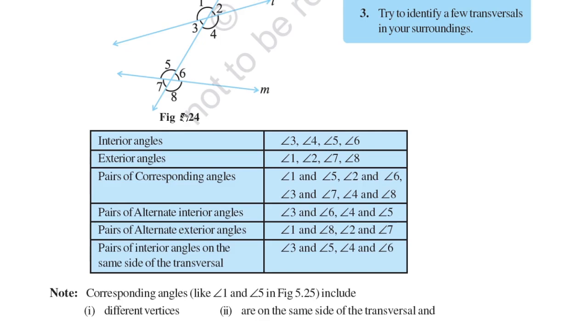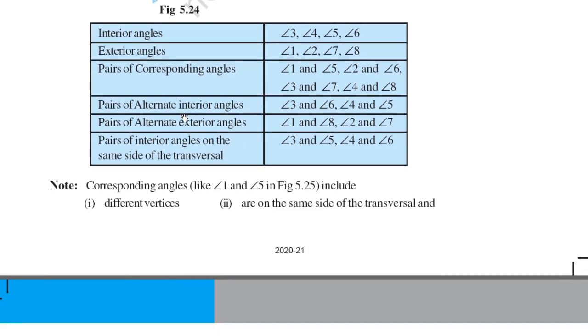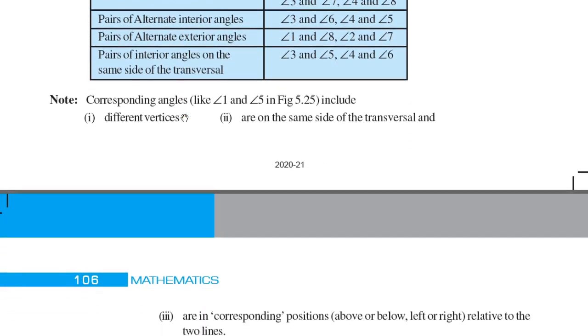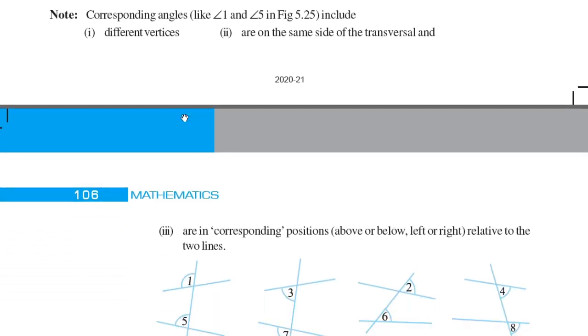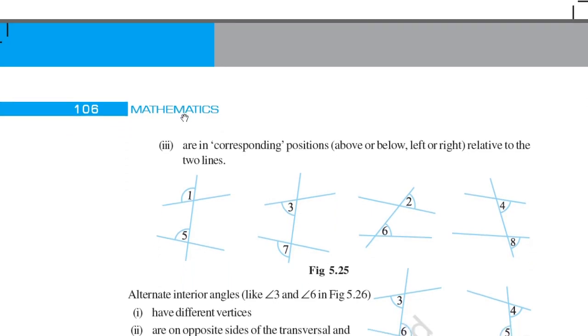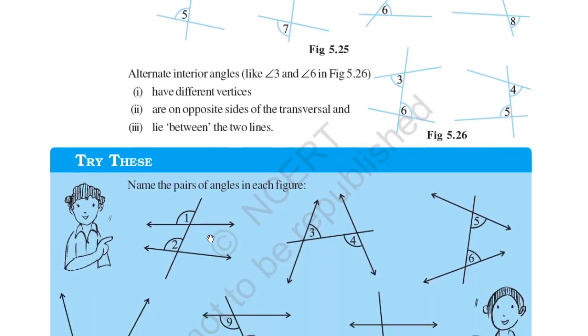Note that corresponding angles like angle 1 and angle 5 in figure 5.25 have different vertices, are on the same side of the transversal, and are in corresponding positions, above and below, left or right, relative to the lines. Alternate angles like 3 and 6, in figure 5.26, have different vertices, are on opposite sides of the transversal, and lie between the two lines. So it's clear.